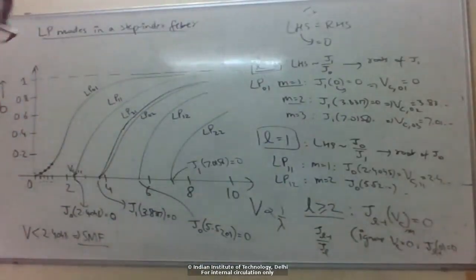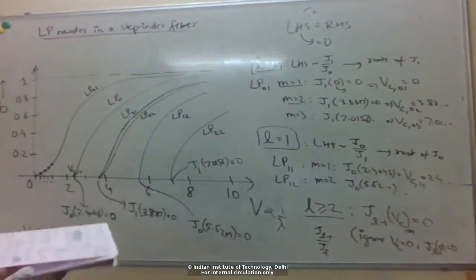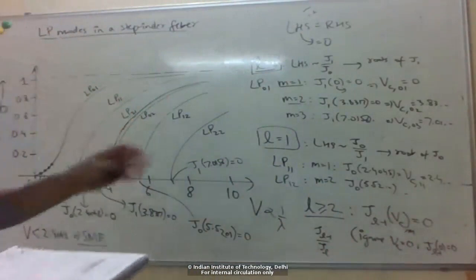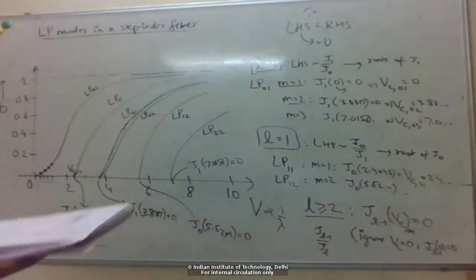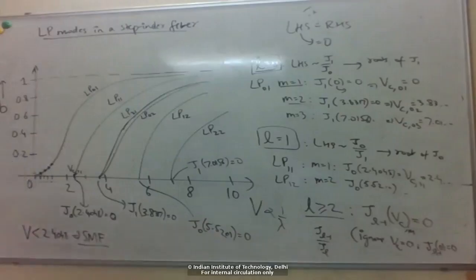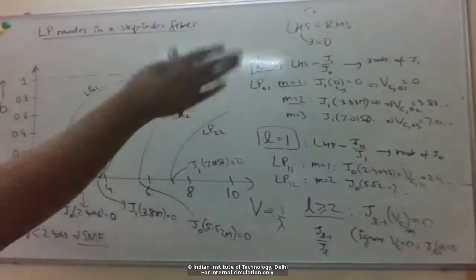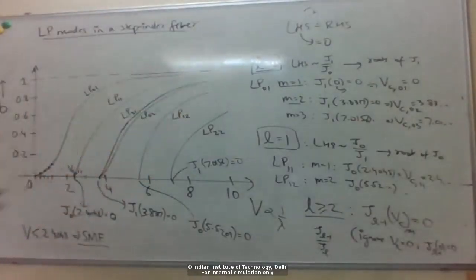Okay, we'll stop here. Next class, first we'll look at the mode profiles, how these different modes look in the cross section, the XY plane or r-phi plane. Then we discuss some further properties, like how much power is carried and what is the fraction of power in the core for different modes.